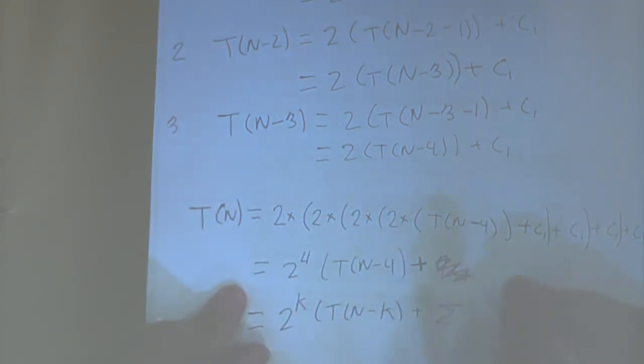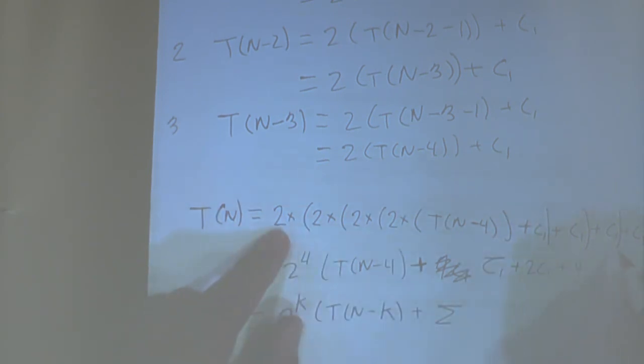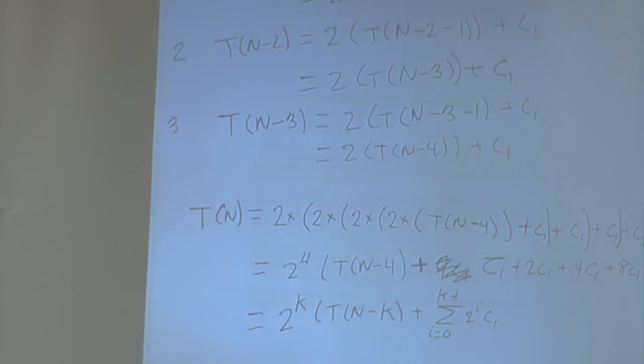Oh man, that's not that. So it's just gonna look like a bit. It's gonna look like C1 plus 2 times C1 plus 4 times C1, so this is itself times 2 times 4 C1 plus 8 C1, which is the sum from i equals 0 to k minus 1. This is going to be 2 to the i C1. Okay, anyone fine with that?